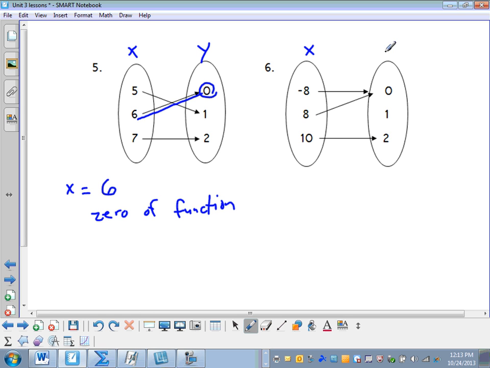These are our x, or our input. These are our y's. Y is 0. Well, in this case, we have -8 and 8. We have two zeros. -8 and 8 are zeros of the function.